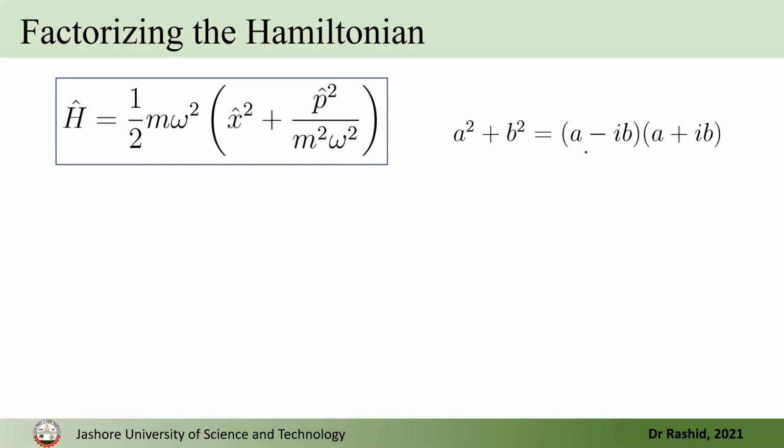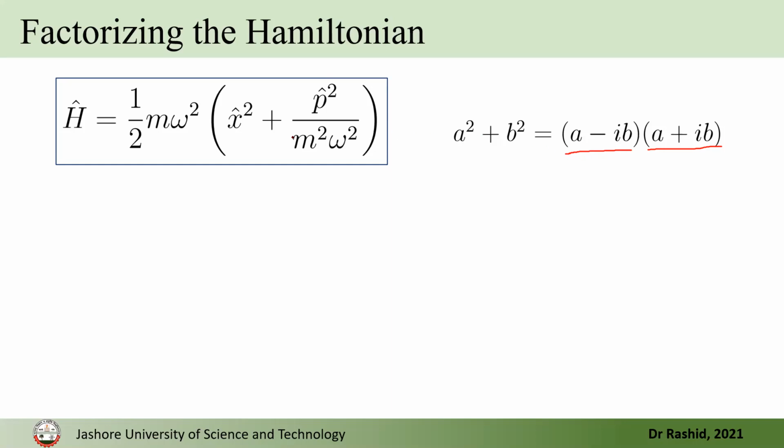So here, i is the imaginary number, a minus ib is a complex number, and a plus ib is also a complex number, but this is the complex conjugate of this one, or vice versa. So we like to write it this way.